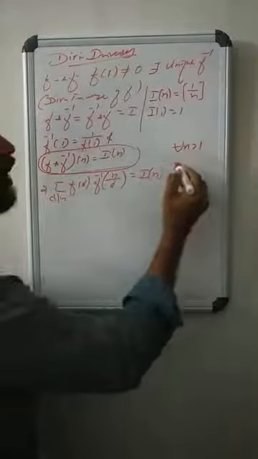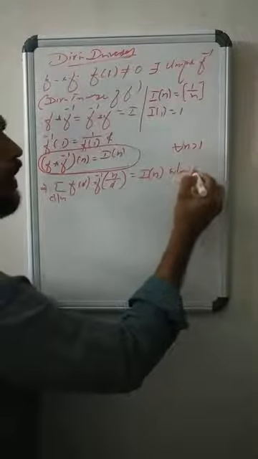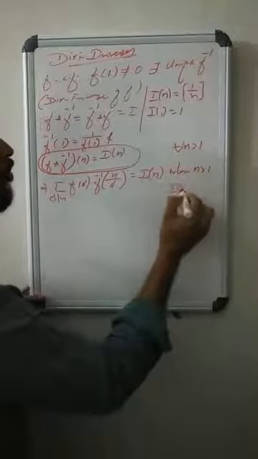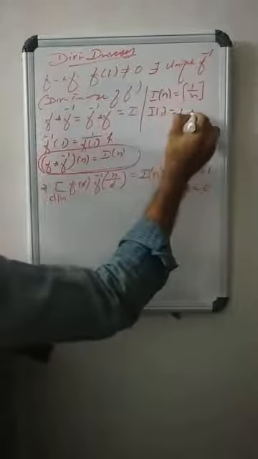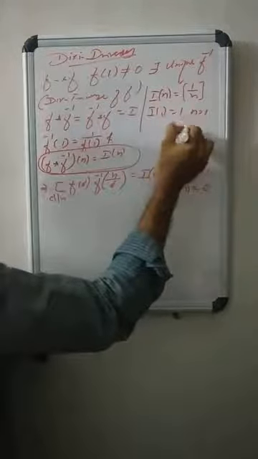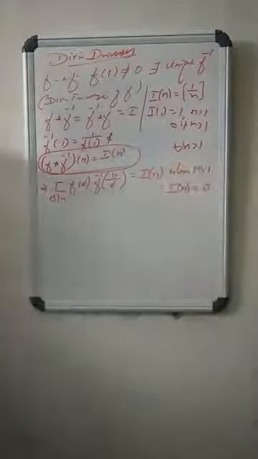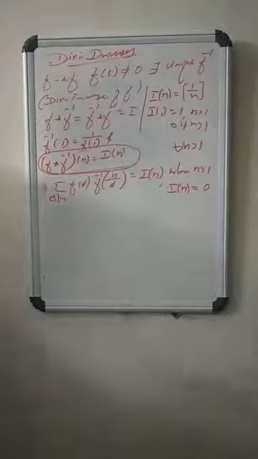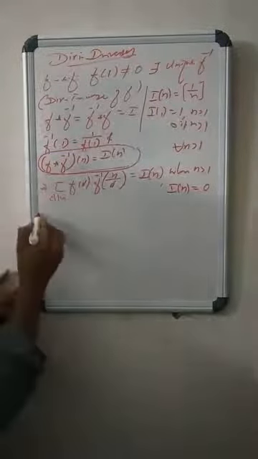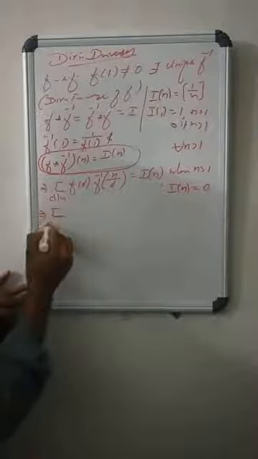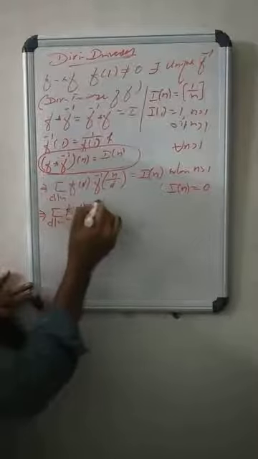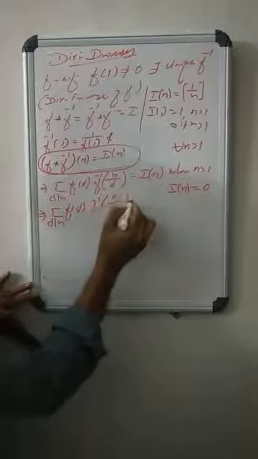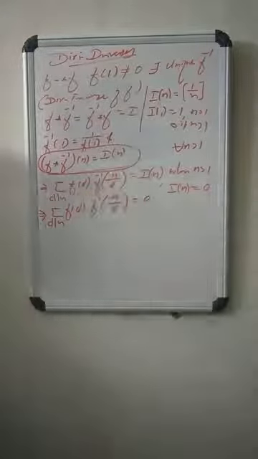When n greater than 1, what is I of n? I of n equals 1 if n equals 1, 0 if n greater than 1, by the definition of identity function. So the right side becomes 0. That means this can be rewritten as sigma over d divides n, f of d into f inverse of n by d equals, and to the right side it should be 0.